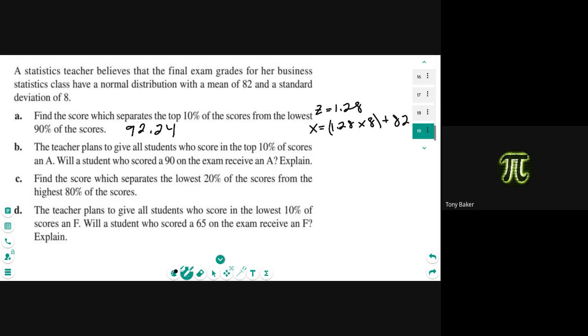Okay. Then for B, now it says find the score that separates the lowest 20% of scores from the highest 80% of scores. So in the last one, we wanted to separate the top 10% from the 90%, right? So remember, for this one, we were looking at this part of the bell curve, correct? That's the 90%. What are we looking at in this one? We're looking at this, which is the 20%. So I think 0.84. So we're looking for 0.2.